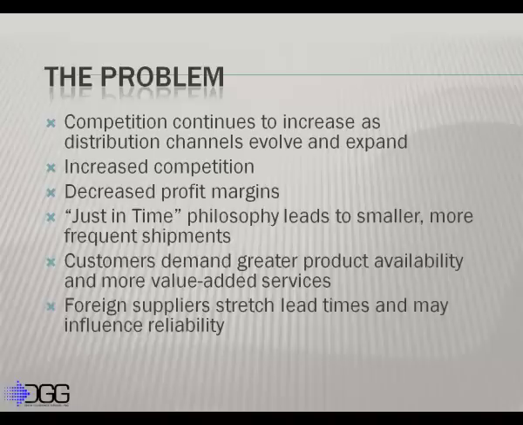So what's the problem that causes us to need to do better inventory management? There's several things. Competition. Distribution channels are evolving, expanding. A lot of even small businesses are doing business overseas. And this increased competition means that we have to be more effective with inventory. The increase in competition also means that we have to cut costs, and costs affect profit margins, obviously. The fourth item, the just-in-time philosophy, leads us to do smaller and more frequent shipments, but it also raises the risk of a stock out.